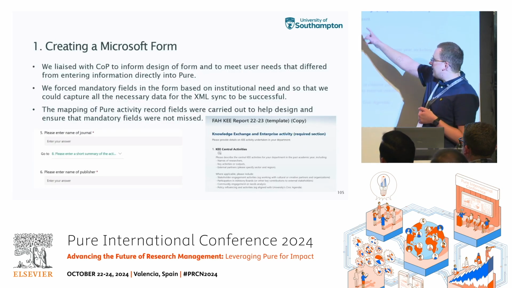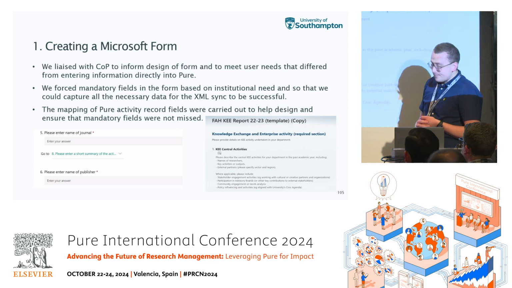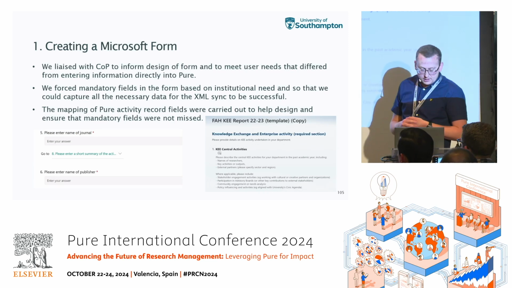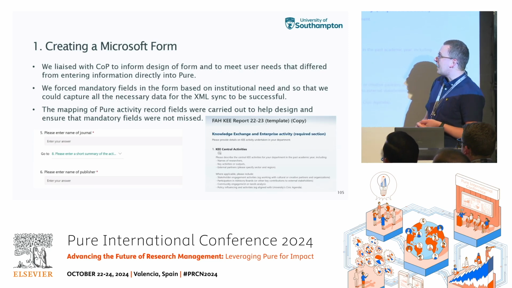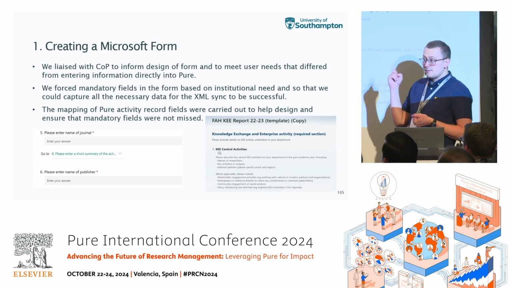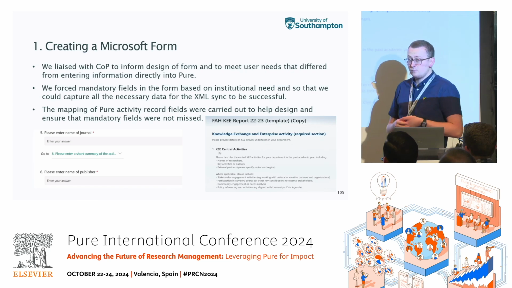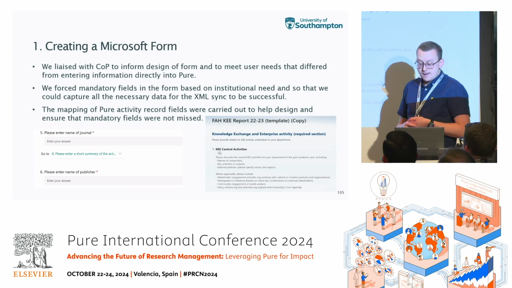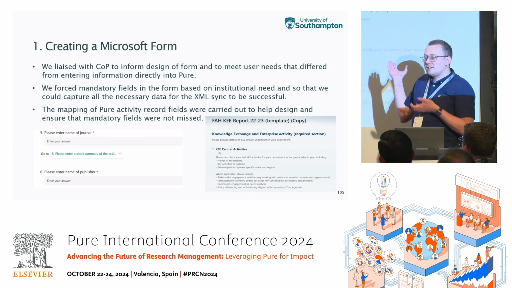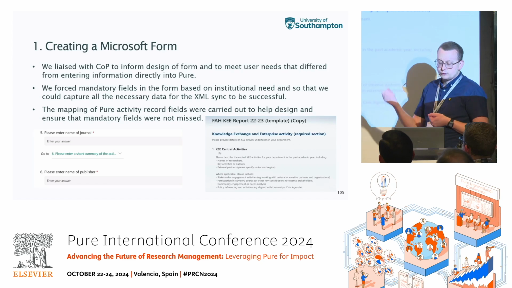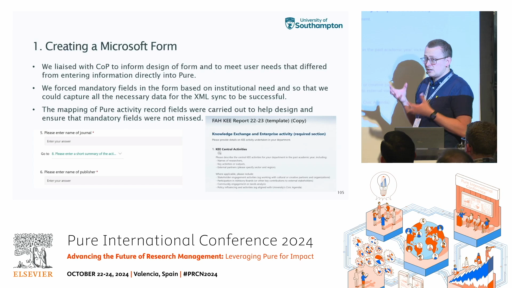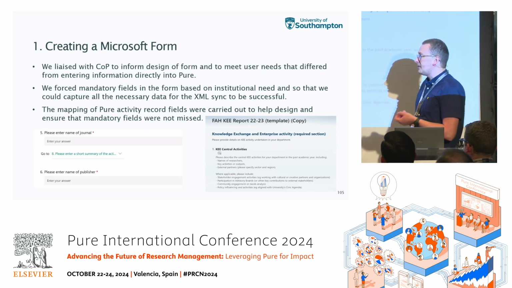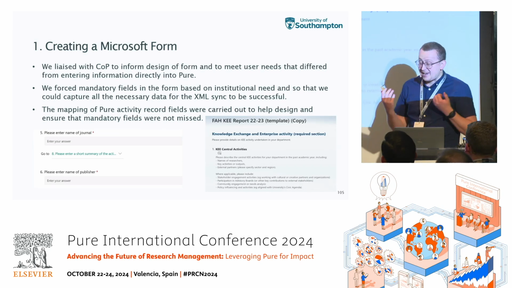As mentioned, this is the humanities form, and on the left-hand side is an example of one of the bits of information from our form. We liaised with the community of practice to design the form. We forced mandatory fields so we could capture the mandatory data. We don't want things missing that are going to show on our web pages, and also for reporting purposes, and so that the actual XML schema would work, so we could match the compulsory columns and fields in there. We tried to keep it as close to Pure as possible, just because it was easy, but we simplified some of the language, not to panic academics, really.